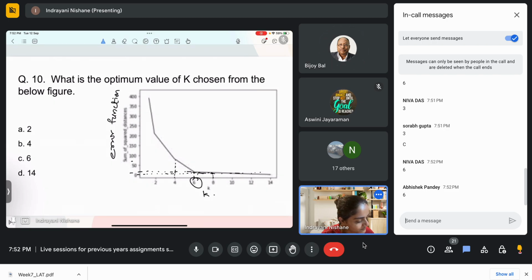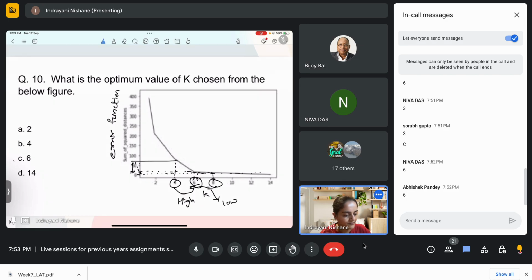If you see here, the difference of the error function between 4 and 6 is high, but the difference between 6 and 8 is not that high compared to this, right? So that's why the elbow occurs at 6. This is often referred to as the elbow curve, and whenever the elbow or the sharp bend is happening, that is your answer.